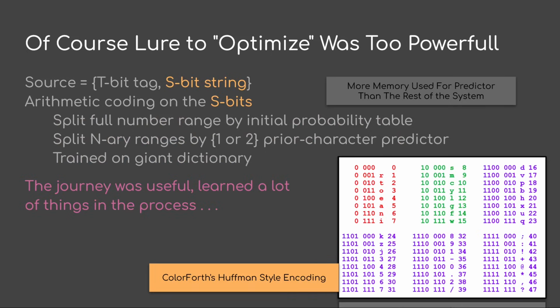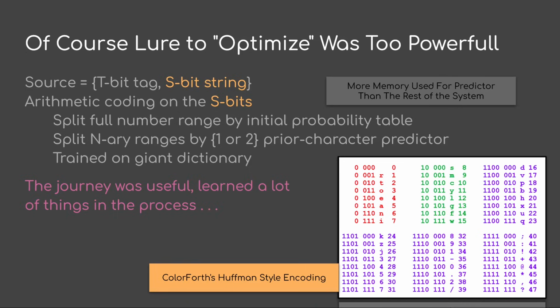One of the things that got me right away was, of course, the lure to optimize. For example, ColorForth uses this Huffman-style encoding for its names and its tokens. Remember, a source token is a T-bit tag, typically T is 4, with an S-bit string, where S is 28 bits. We could do a better job of encoding the 28 bits. For instance, we could split that full number range by some initial probability table of the first character. And then we could split each of those ranges by, say, a 1 or 2 character predictor. And then we train this thing on a giant dictionary.